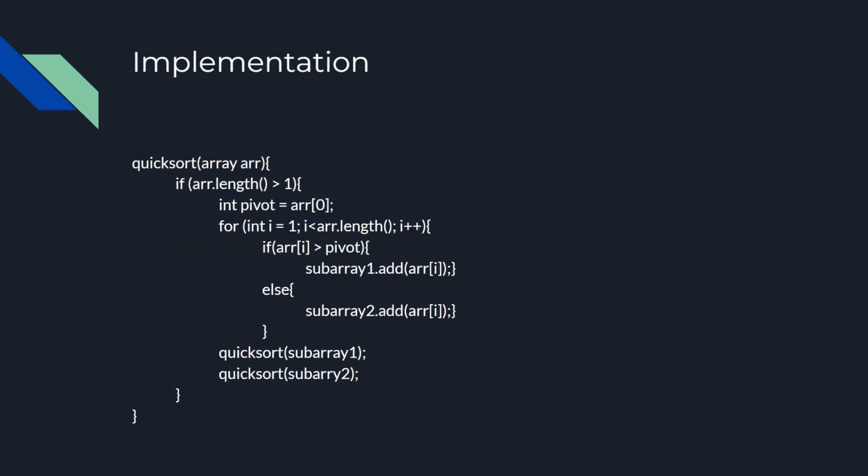So in the implementation, we first see that we declare the pivot to be the first element in the array. And then we keep creating sub arrays by selecting pivots within each pile. And we see that this is a recursive algorithm just like merge sort, because we repeat this process over and over again until everything is sorted.